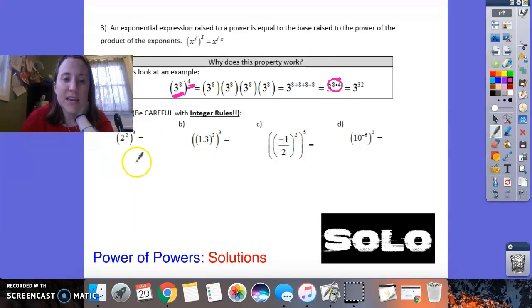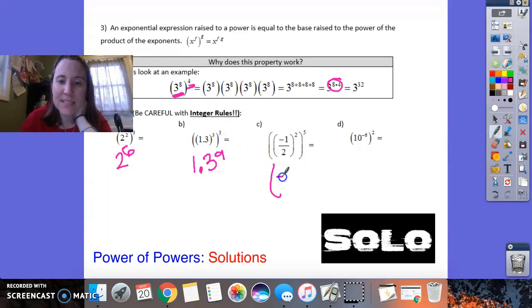Okay, so in this first case, the base is 2. 2 times 3 is 6. Yikes. There we go. The base is 1.3. Don't get thrown off by the double parentheses. It's just because we've got a decimal. 3 times 3 is 9. Got this nice fraction of -1/2. Oh my gosh. There we go. And 2 times 5 is 10. And we have the base of 10, -6, be careful, times 2 is -12.